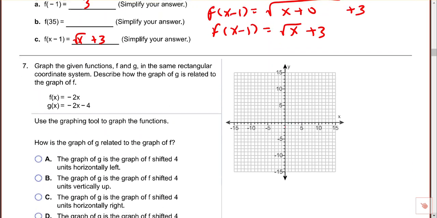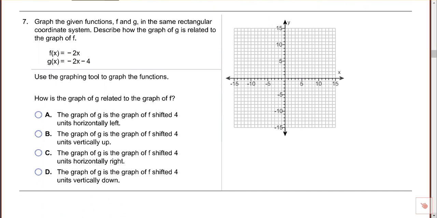Now we have just gotten through looking at functions. So now we're looking at graphing functions. Some of these functions will be similar to graphs that you've worked with before, as with these first two. We have f of x equals negative 2x and g of x equals negative 2x minus 4. Remember, that's similar to saying y is equal to negative 2x. In this case, we'll say negative 2x plus 0.